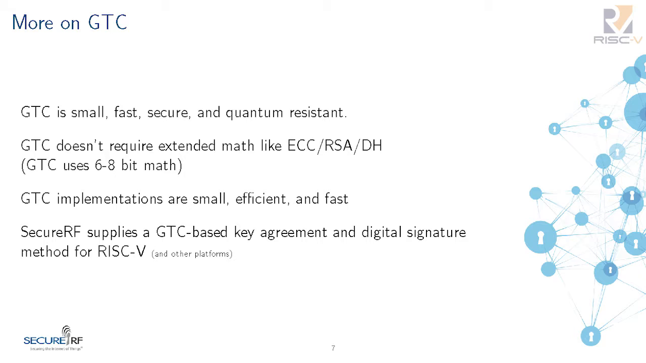So a little more on GTC. It's very small, so it's designed for very small systems. We actually have some implementations on 8-bit processors. We have an 8051 implementation. It's fast, it's secure, and the other interesting thing is it's quantum resistant.